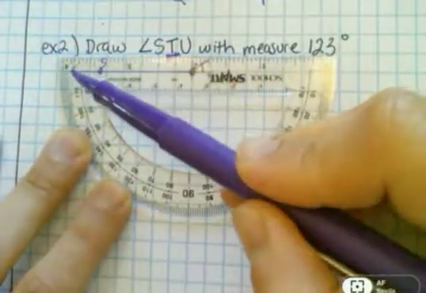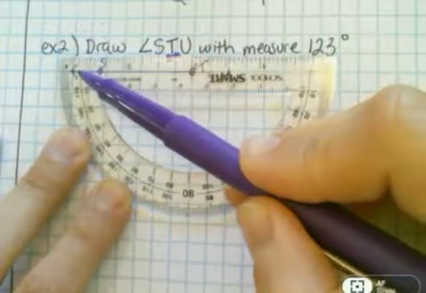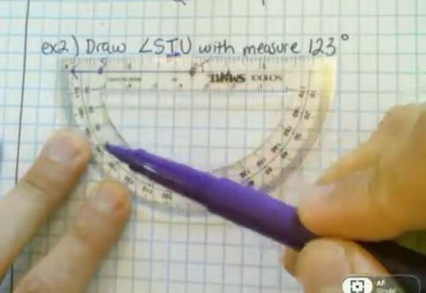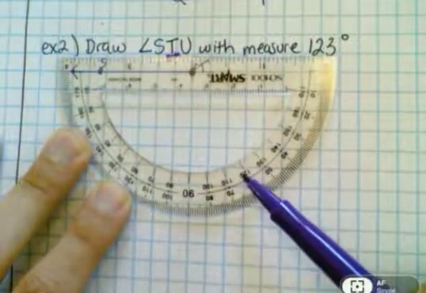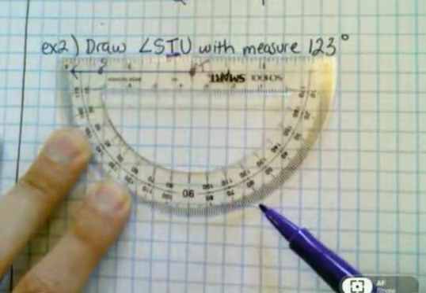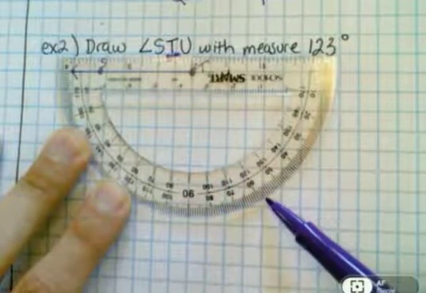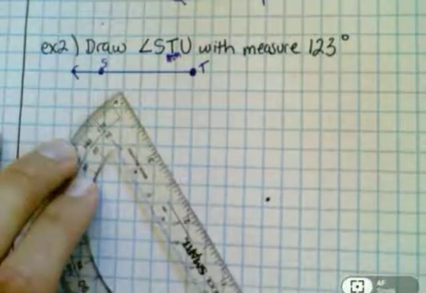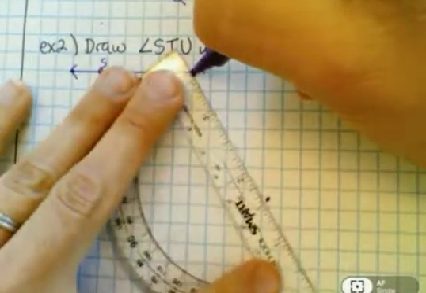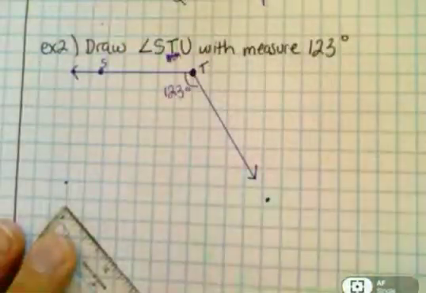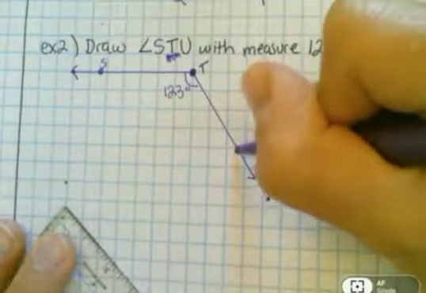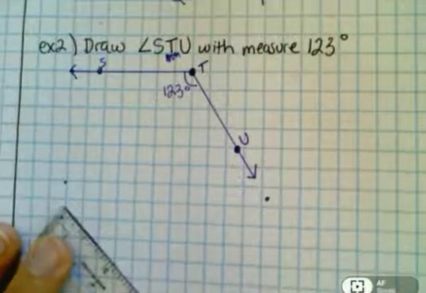Okay, 0. I'm going to count up from 0. So 0, 10, 20, 30, 40, 50, 60, 70, 80, 90, 100, 110, 120. I'm coming out to the outside. 121, 122, 123. So there's my dot. Now all I have to do is connect the vertex to that dot with a ray. Mark that that's 123 degrees. And then put my other point there.